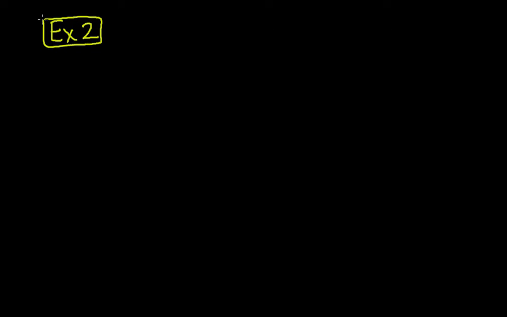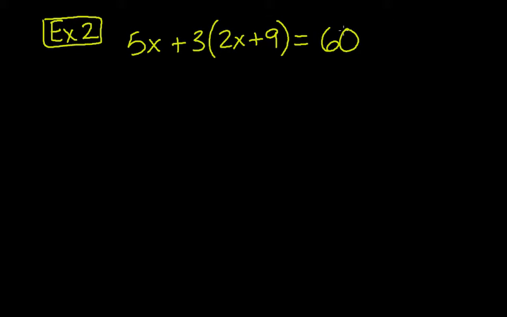So let's pretend we have 5x plus 3 times the quantity 2x plus 9, and all that is equal to 60. You've got a lot of stuff happening on the left. You've got a 3 in front of a parentheses, a quantity. This distributive property you've got to do first. So anytime you see a number multiplying a quantity, try to do that first. This 3 is going to multiply everything inside of it. It's going to multiply the 2x and the 9. Let's figure out what happens.